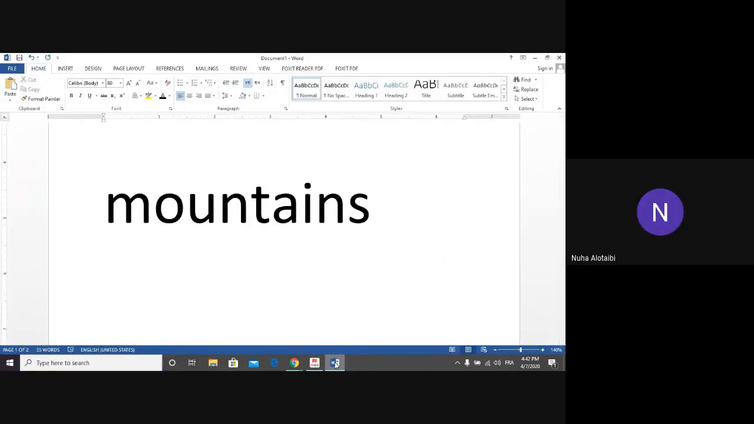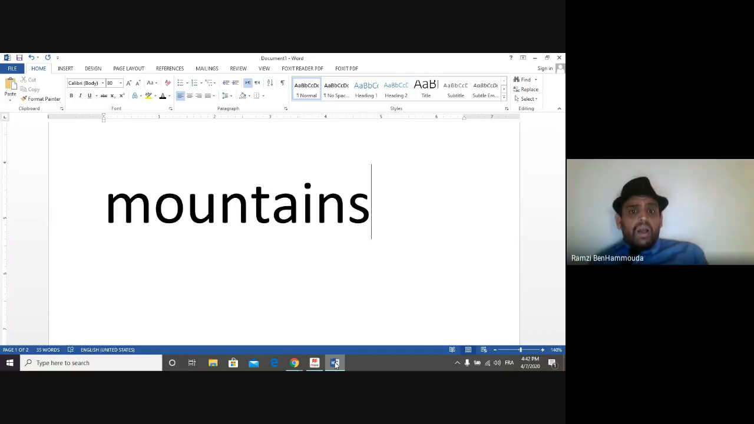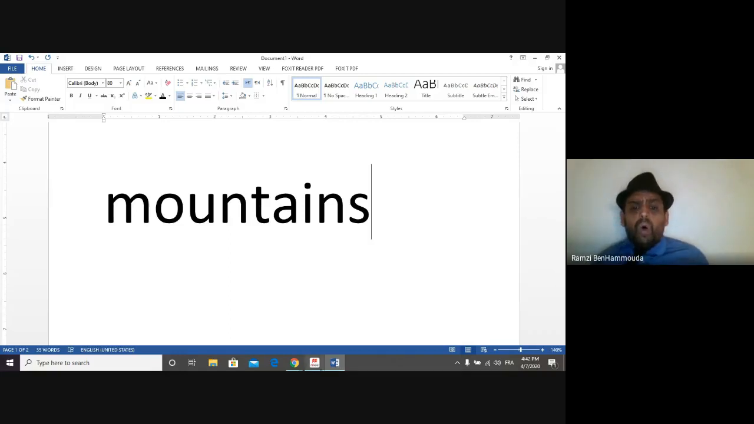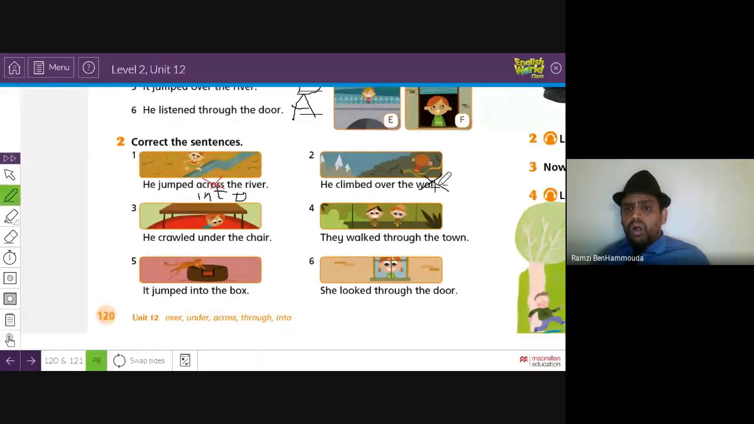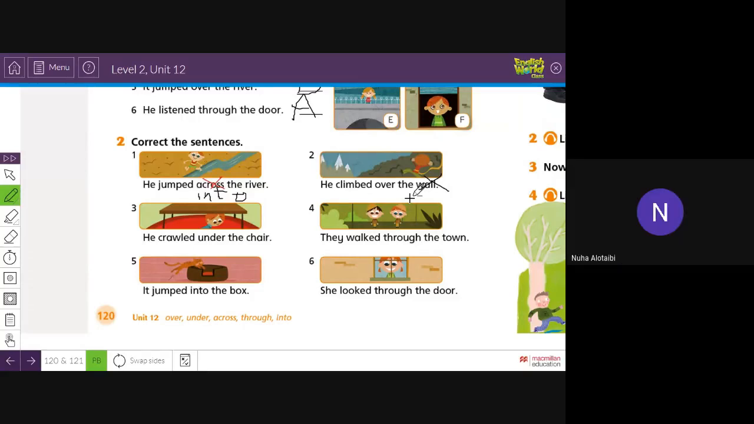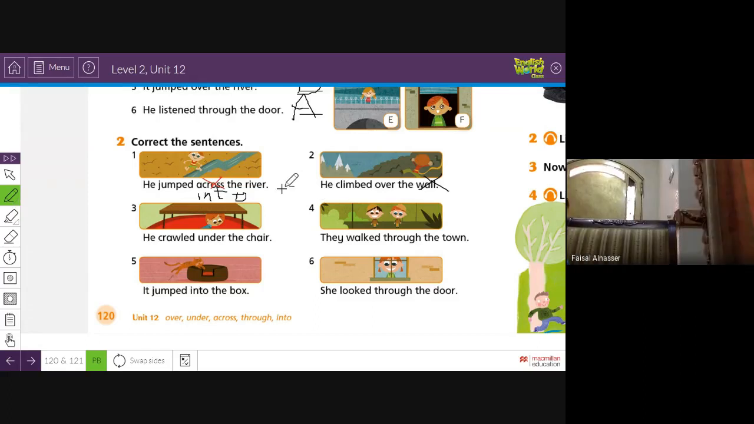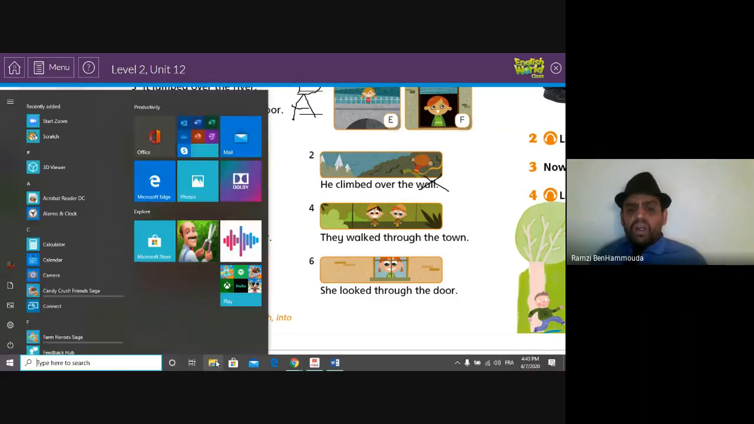Not block over. Block wall. No. We erase wall and we write mountains. You said we erase over. No. I said erase wall. Look. Wall. Erase wall and write mountains instead. I know. But you said... Yeah, Michelle, okay, stop talking. Erase wall, write mountains. As simple as that. And we may not finish. Okay.